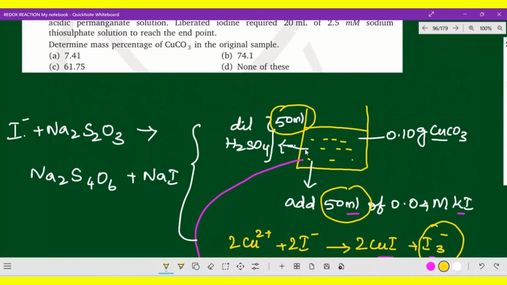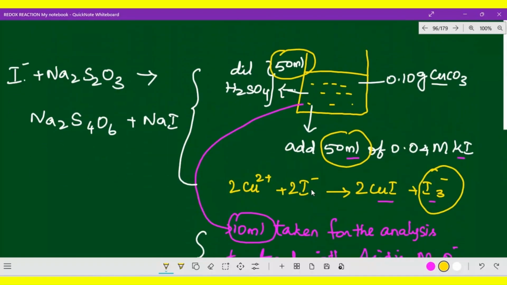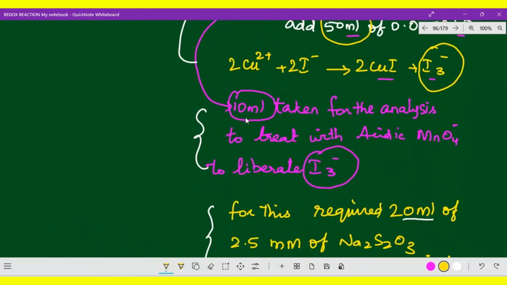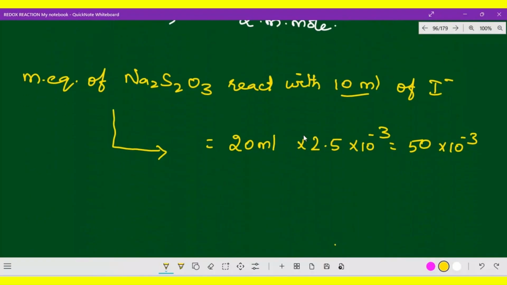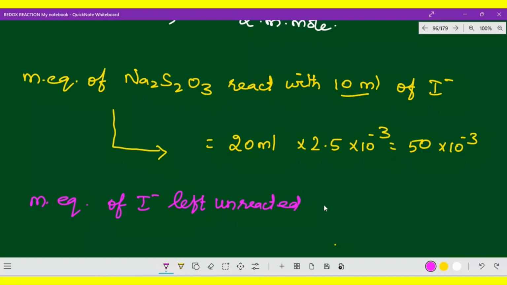Okay, now how much altogether? 50 plus 50, 100. So here only 10 ml we have taken for the analysis, so that means an unreacted part is also available, right? So the milli-equivalent of I minus, that is iodide ion, left unreacted in 100 ml of solution. I hope you got that idea.